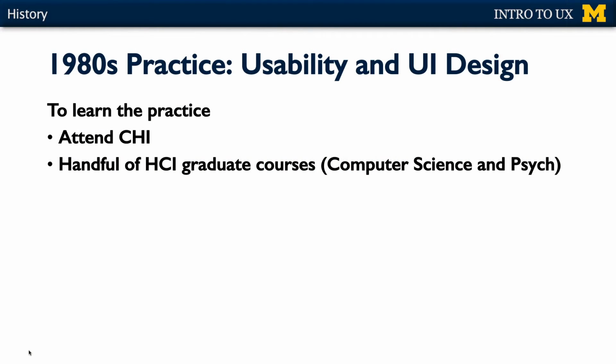But at the same time, a professional practice started to emerge in the 1980s. However, it was very closely tied to that academic community in the early days, because the only way that you could really learn about what was going on in the field of HCI was to go to the CHI conferences, or maybe you could take one of a handful of HCI graduate courses that were sprinkled around in universities in the U.S. and elsewhere, mostly in computer science and psychology departments. But there wasn't a degree that you could get, or there wasn't a course of study that you could pursue that would just be about HCI.